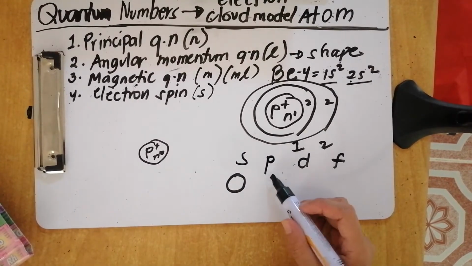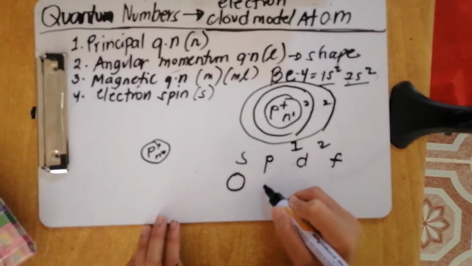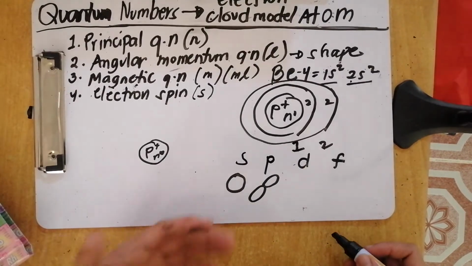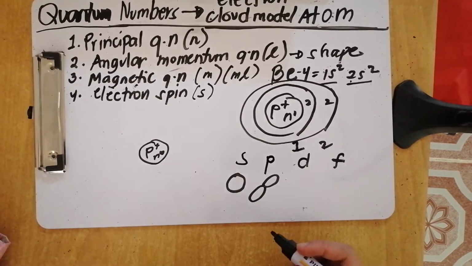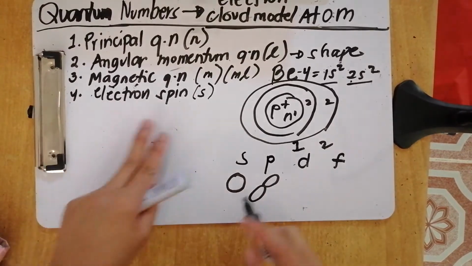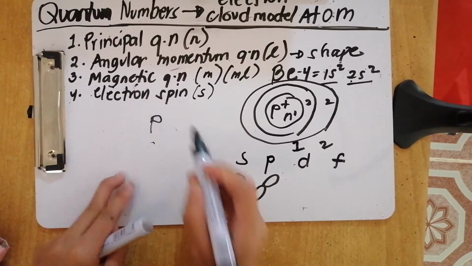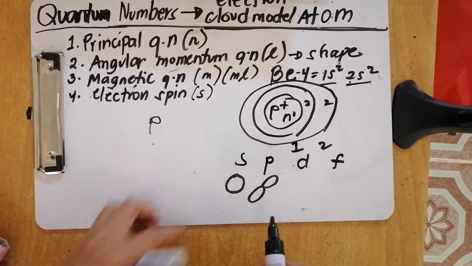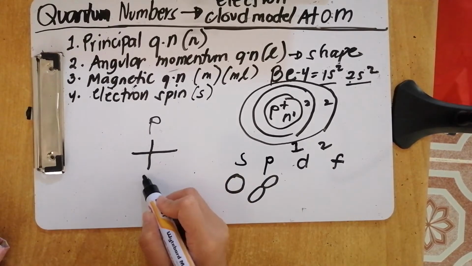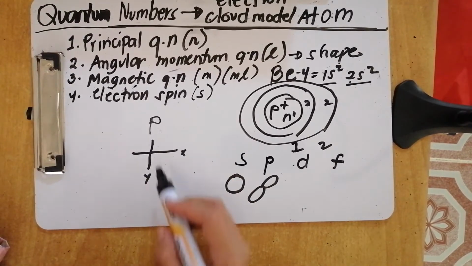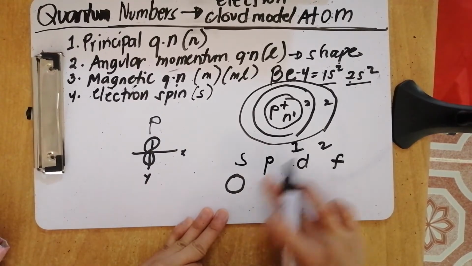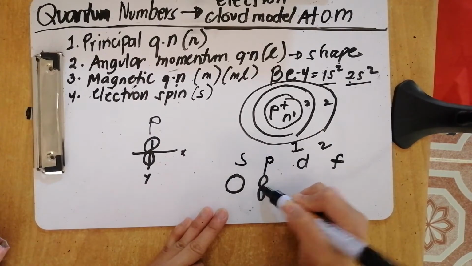For P, the shape is a dumbbell shape. Yes, this one, dumbbell. So it could be in different orientation. Okay, let me draw it here. So the P subshell can be drawn in different orientation. Okay, along Y, along X. So it could be written along Y, dumbbell. So it could be like this.